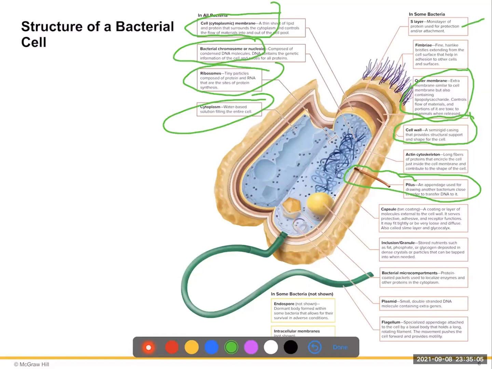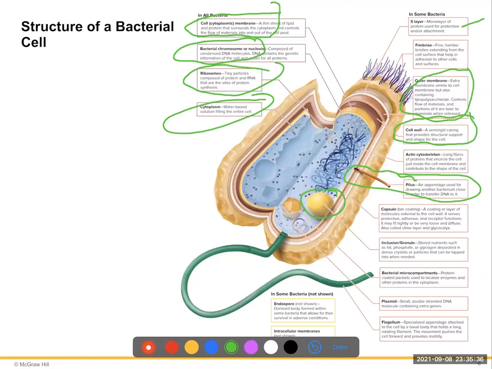Inclusions or granules. These are these things right here. They store nutrients. Once they're brought into the cell membrane, they store it in these granules or inclusions. They store fat, phosphates, which is used to produce energy, ATP, you need phosphate. Glycogen, which is your fat deposits for glucose, they break down for energy. Deposits in dense crystals or particles that can be tapped into when you need them. That's inside these inclusions or granules.